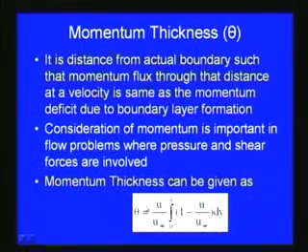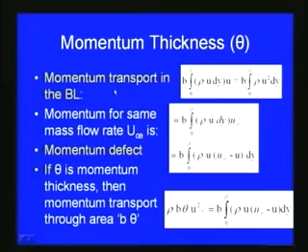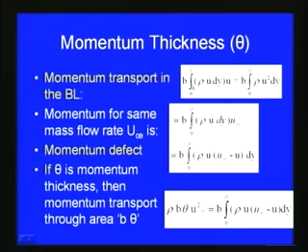The expression is written as θ = ∫0 to δ (u/u∞)(1 - u/u∞) dy. We can derive this as in the earlier case where we discussed the displacement thickness, with respect to the flow over a flat plate which we have seen earlier. If the width of the fluid flow which we consider is b, then the momentum transport in the boundary layer is b ∫0 to δ ρ u dy times u, where δ is the boundary layer thickness, u is the velocity in the boundary layer, and ρ is the density of the fluid. So that is equal to b ∫0 to δ ρ u² dy.